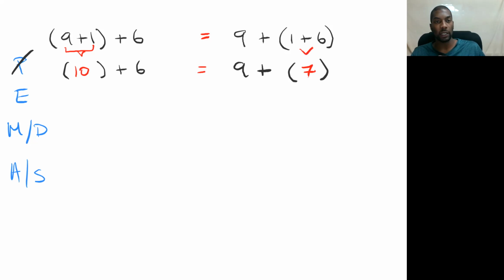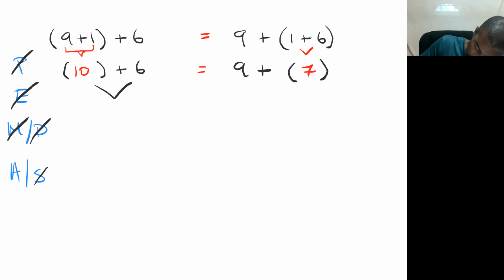Do I have any exponents? Nope. Do I have any multiplication or division? I have none of those. Nope. Do I have addition or subtraction? Yep, I have addition on both sides, but no subtraction. So then I say, okay, what is 10 plus 6? 10 plus 6 is 16. Draw the equal sign again. What is 9 plus 7? 9 plus 7 is 16.